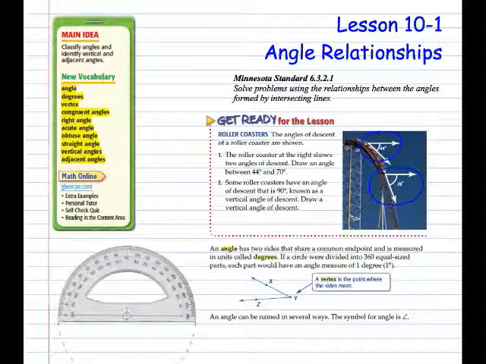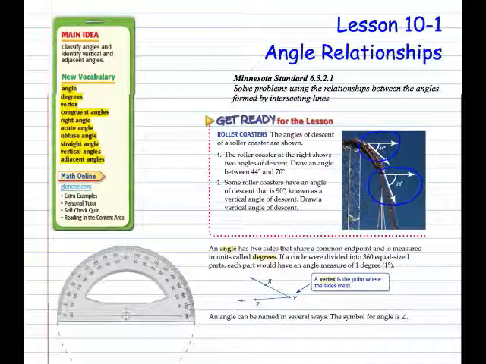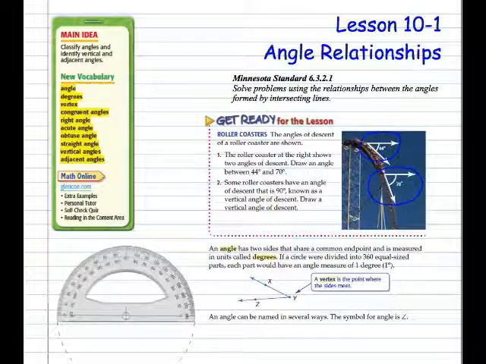Draw an angle between 44 and 70 degrees. Well, I'm going to go to my protractor to the right here. And what I'm going to do is draw a 44-degree angle. This is about a 44-degree angle. This would then be a 70-degree angle. So between the two, right about here, would be an angle between 44 and 70 degrees.